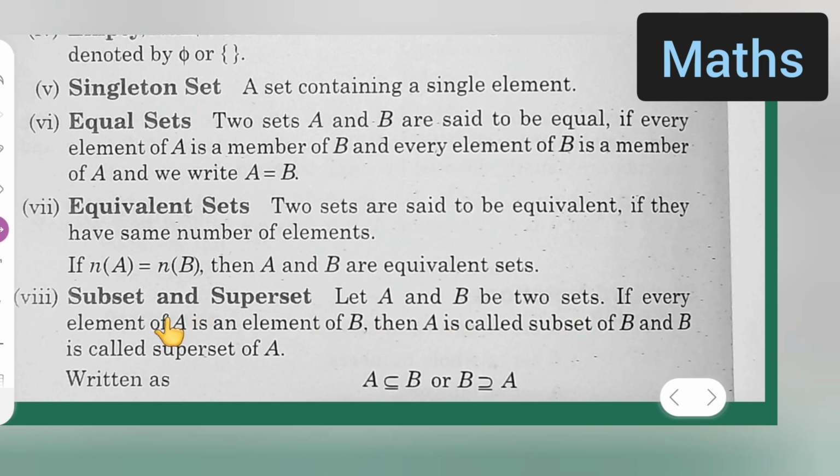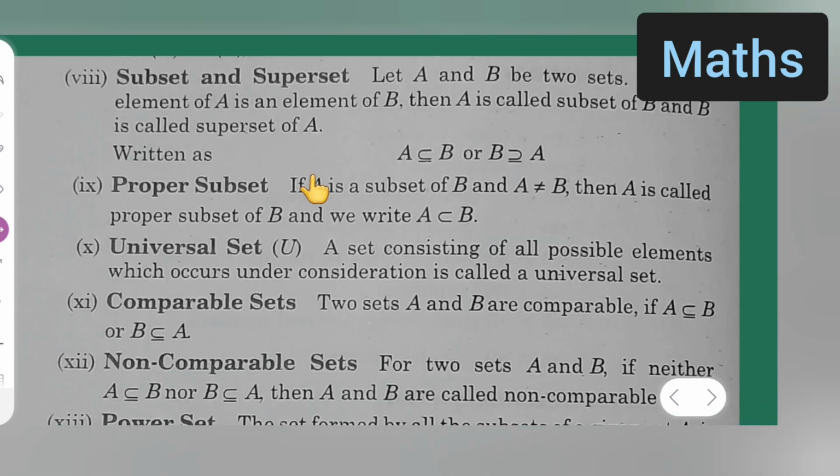Next definition is subset and superset. Let A and B be two sets. If every element of A is an element of B, then A is called subset of B and B is called superset of A. Written as A is a subset of B, you all can see this, or B is a superset of A. Next is what? Proper subset definition. Okay, if A is a subset of B and A is not equal to B, then A is called proper subset of B and we write A is a proper subset of B.